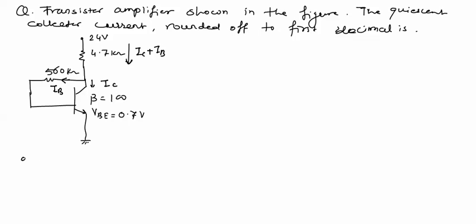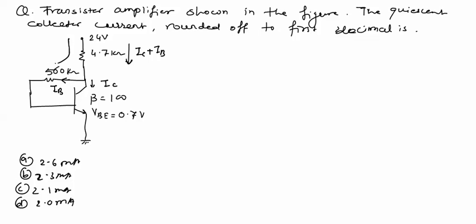Options given in this problem are 2.6 milliampere, 2.3 milliamperes, 2.1 milliamperes and 2.0 milliamperes. Now we'll apply a KVL in this loop. VB is given equal to 0.7 volt. So by applying KVL in this loop, we can calculate the base current IB.